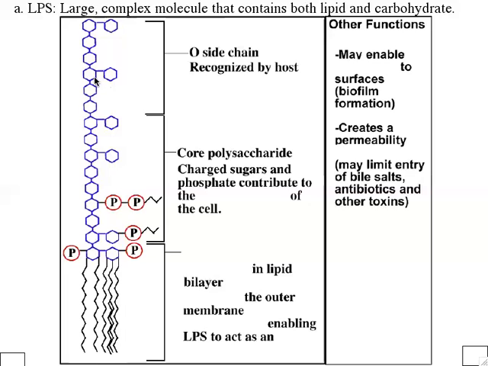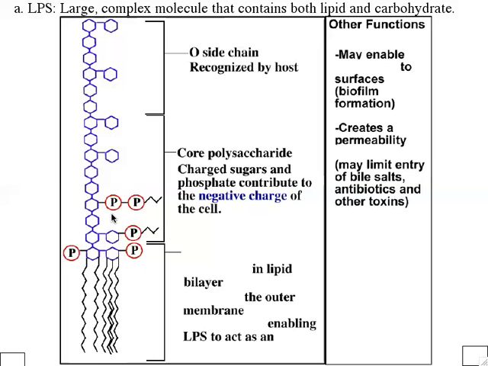This top region of the polar head is actually called the O-specific side chain, or just the O-side chain. The middle region right here is called the core polysaccharide. And notice that it has a bunch of phosphate groups on it. So a gram-negative cell also has a negative charge. So both gram-positives and gram-negatives have a negative charge due to phosphate groups.